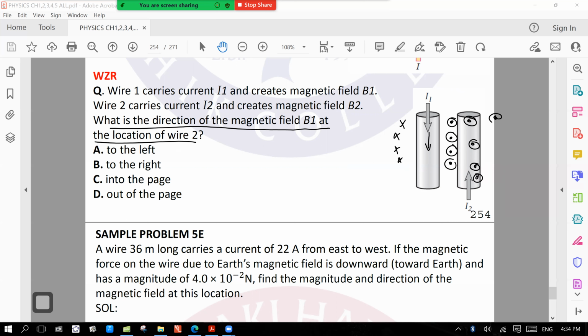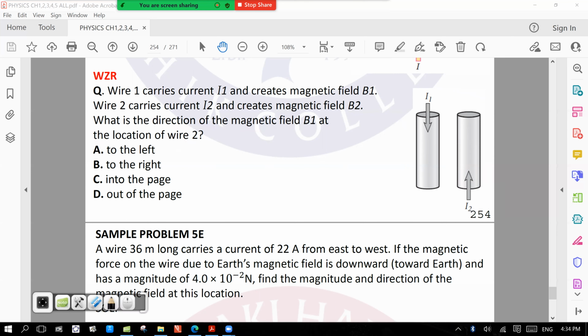All of them is going to be the out. Okay. Out. That's going to be B1 from the location of the wire 2. So it means out of the page. Okay. Let's go for solving some questions.